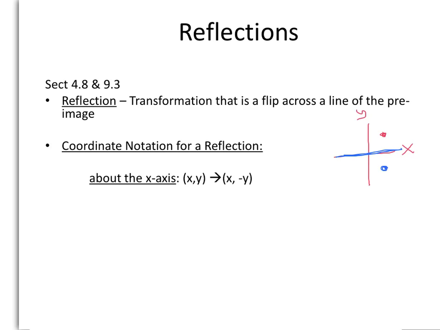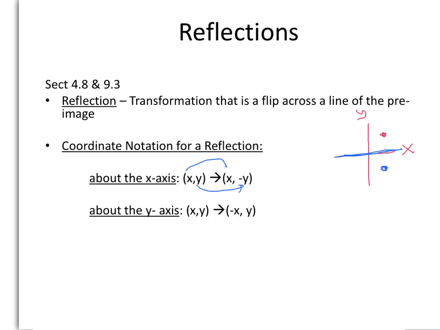So if you think about it, the x value has to stay the same, but the y value will change. So the x stayed the same, but the y had to go to the opposite because it went below the line, which made it a negative. So the coordinate notation for an (x, y) says I'm going to keep the x the same but change the y.